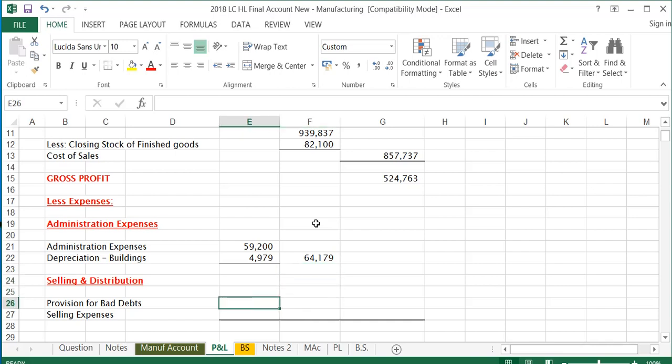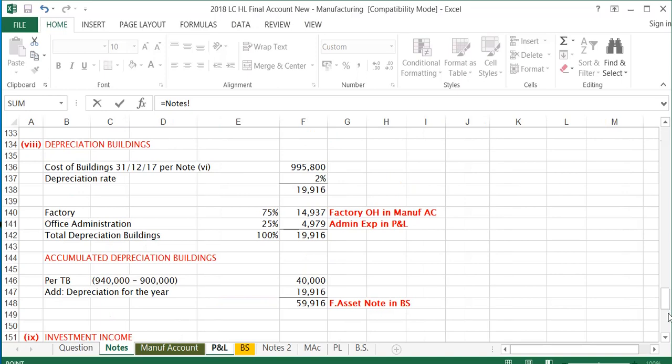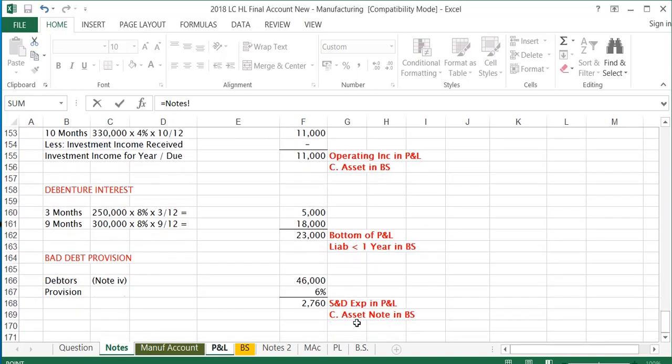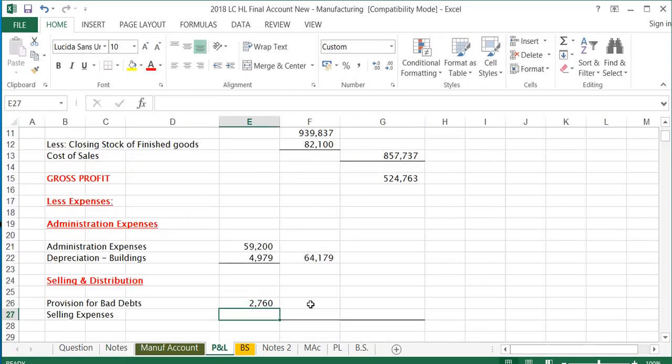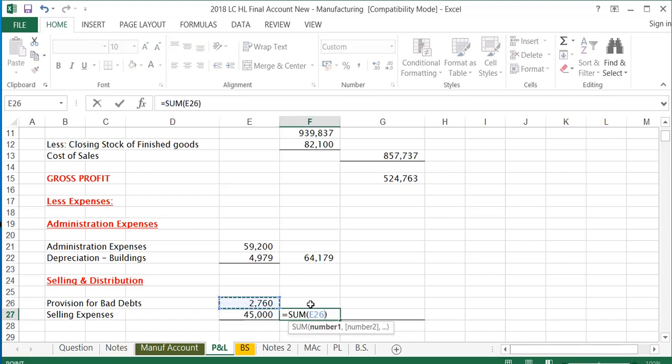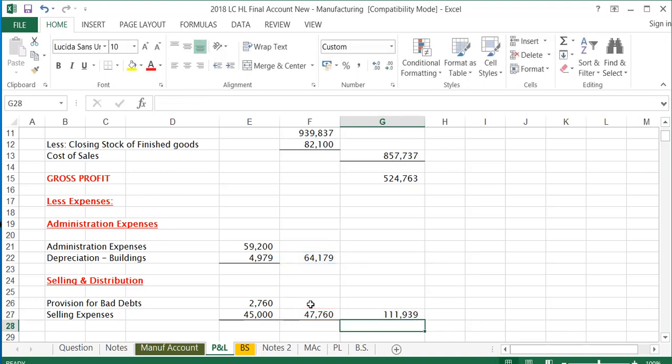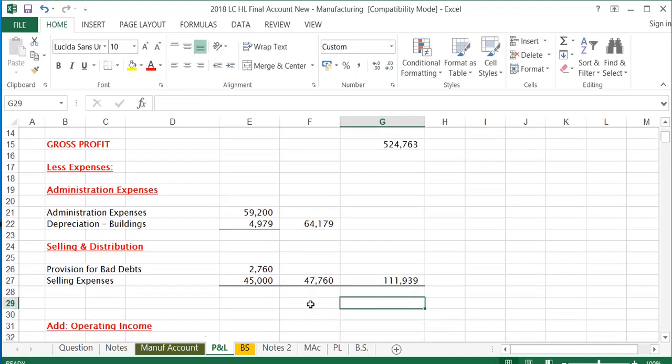Selling and distribution expense, the last thing we worked out was the bad debt provision, so that will go in here. It's a selling and distribution expense of 2,760. And we also had selling expenses which are coming directly from the trial balance. There's no change to those, 45,000. So my total selling and distribution is 47,760, which will leave me, if I add my admin and my selling and distribution, total expenses of 111,939.